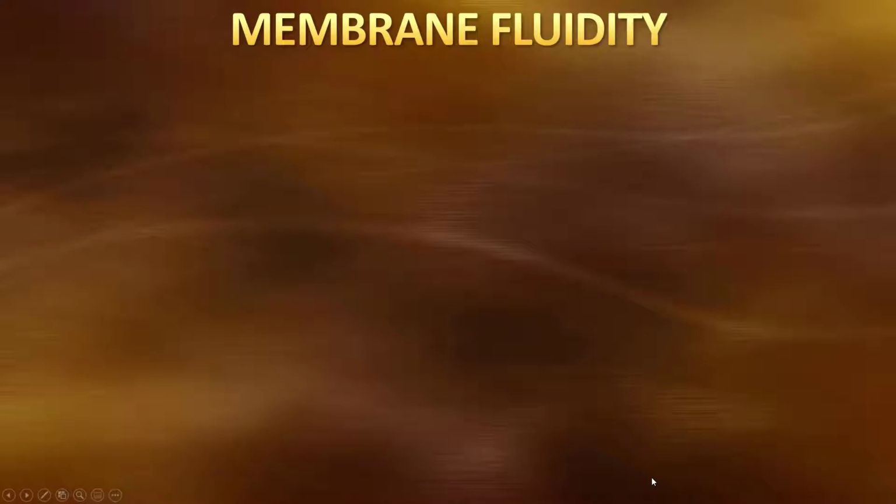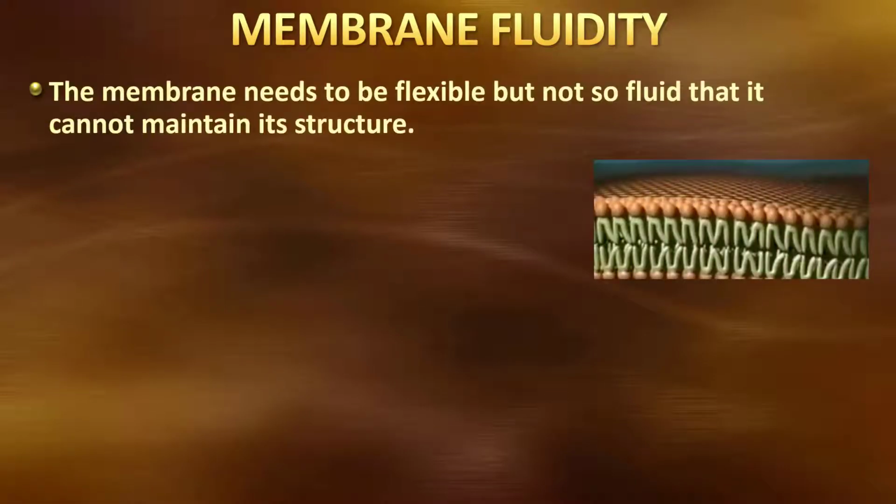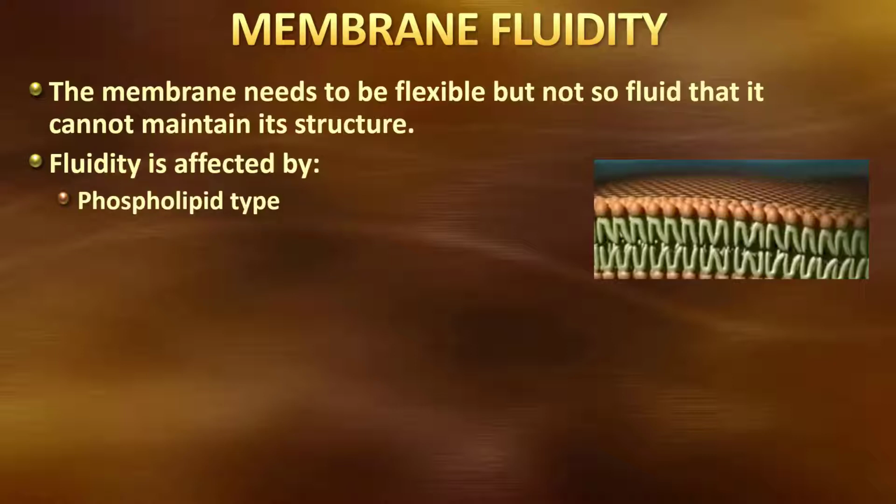Now let's take a look at membrane fluidity. The membrane needs to be flexible, so it needs to be somewhat fluid, but it also needs to be somewhat solid. If it's too fluid, it can't maintain the structure and integrity of the cell, but it still needs to be fluid to allow materials to pass through it and to have some flexibility. So the fluidity is affected by three different things primarily: the phospholipid type.